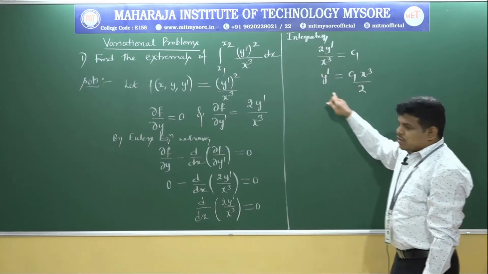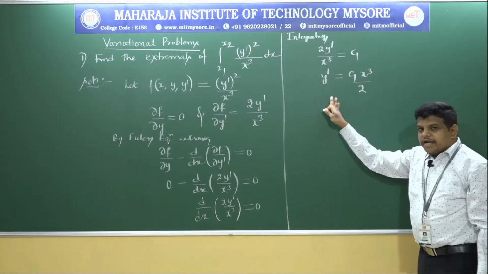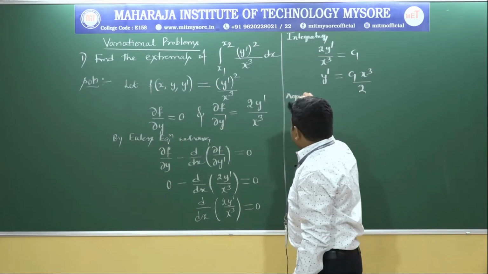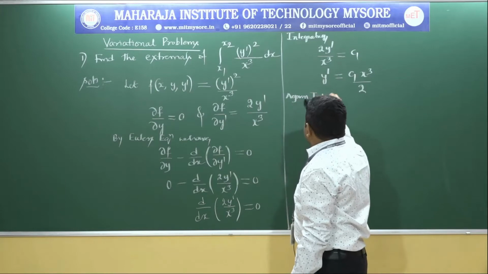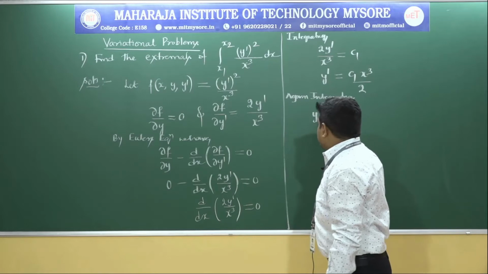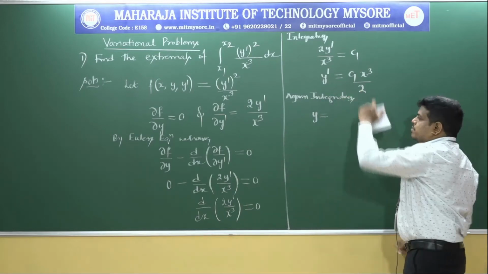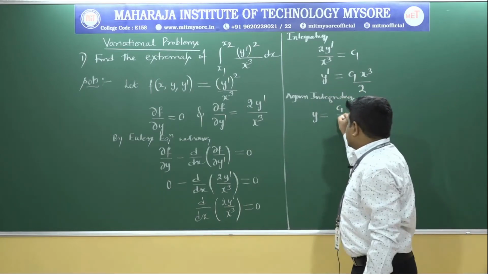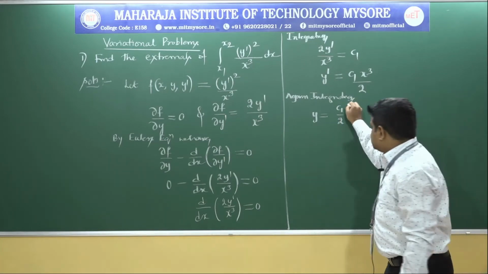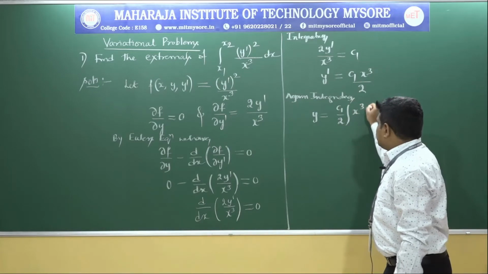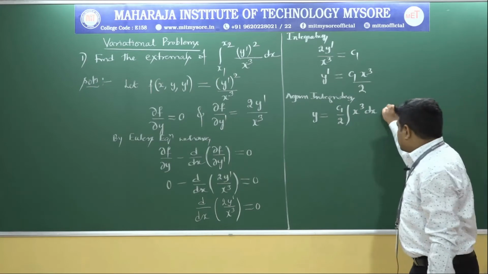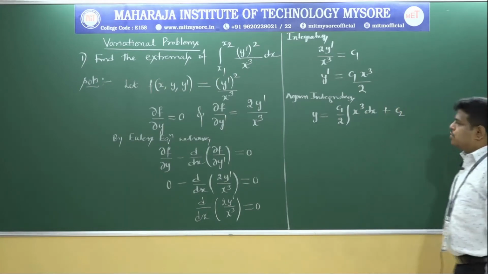Since y dash is your first derivative, again integrating with respect to x, we get y here. Integrating with respect to x, y dash becomes y, that is equal to c1 by 2, which is constant, I am writing that outside by linearity property. Next, integration of x cube into dx. Since we are integrating another time, I am writing another integration constant, that is plus c2.